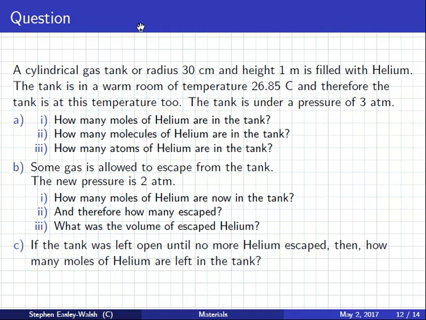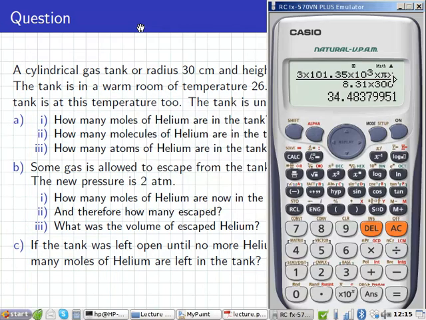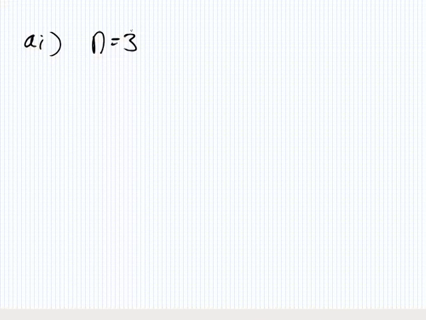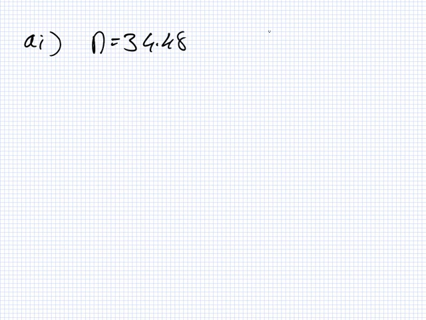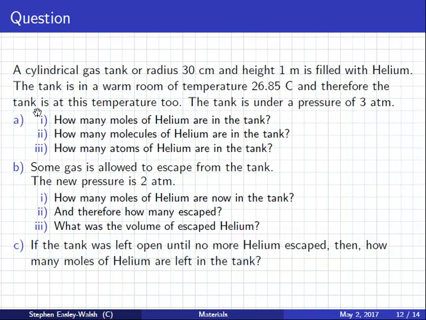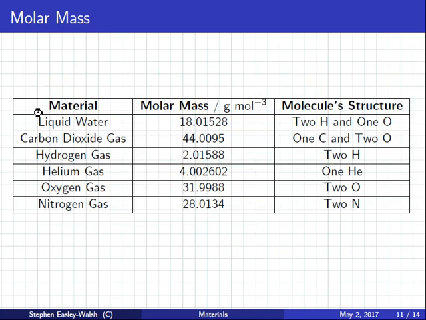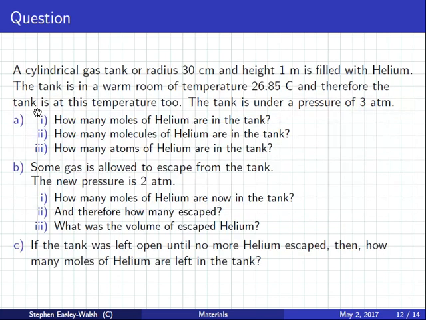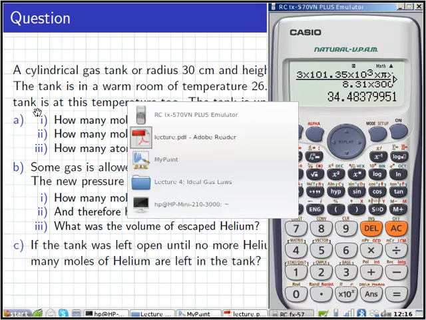Right. What did I just say? 34.48, by using the formula n equals PV over RT. Right, the next one. How many molecules of helium are there? Does helium occur in pairs? No, it doesn't. We can flick back and check because I gave you this here. Helium does not occur in pairs. So the answer is the same.